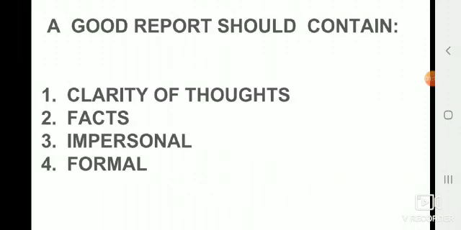Second point, I would like to discuss what a good report should contain. It must contain, number one, clarity of thoughts. Second one, it must contain facts. Thirdly, it must be impersonal. Fourth point, it must be written in formal style.